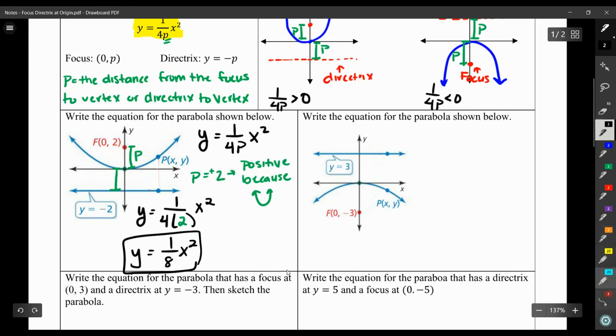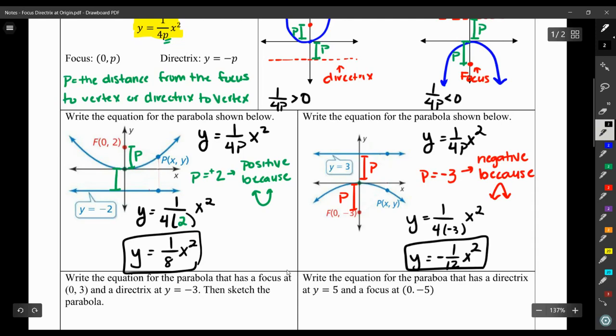Pause the video, try the example on the right. And here's your solution to the second example.